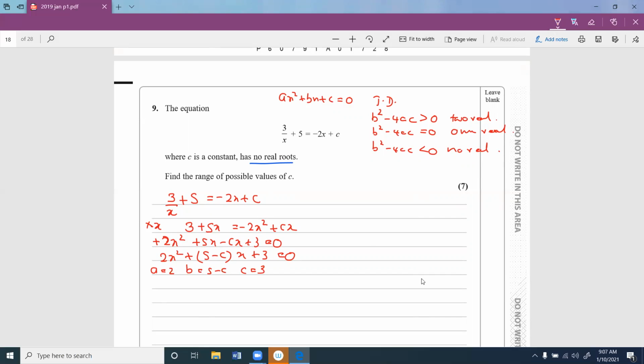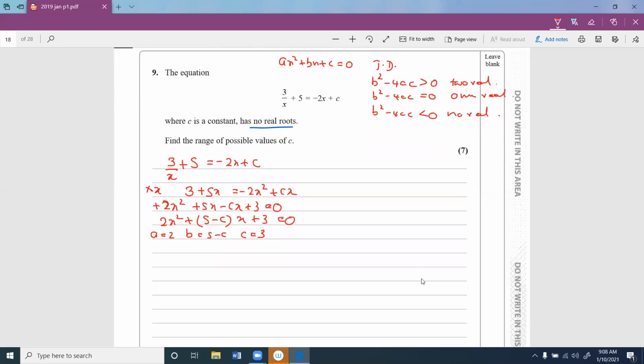So no real roots. No real roots means what? You can say b squared minus 4ac is less than 0. That is (5 minus c) whole squared minus 4 into 2 into 3 is less than 0. So it turns out to 25 minus 10c plus c squared minus 24 is less than 0. So it turns out to c squared minus 10c plus 1 is less than 0.